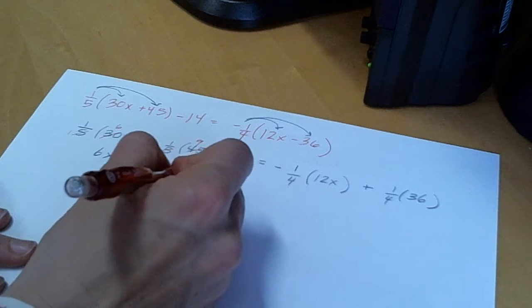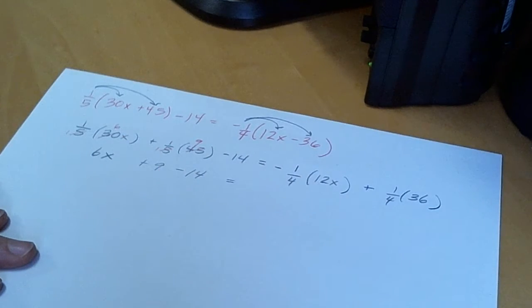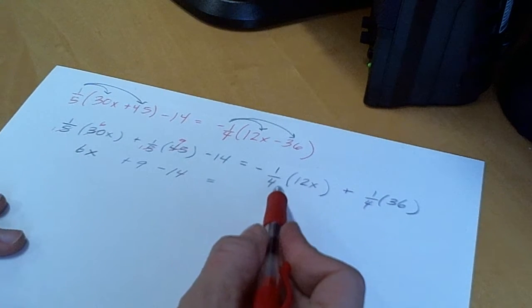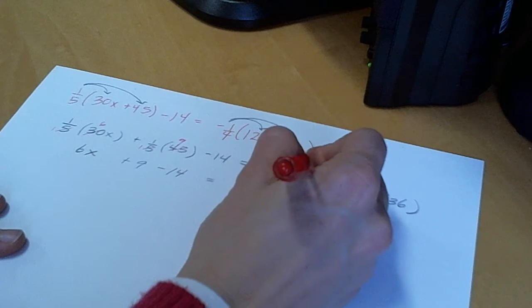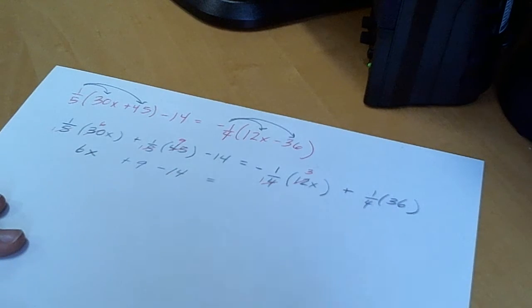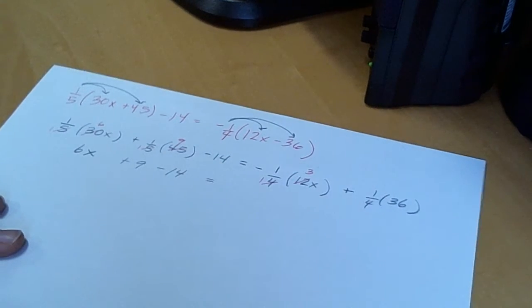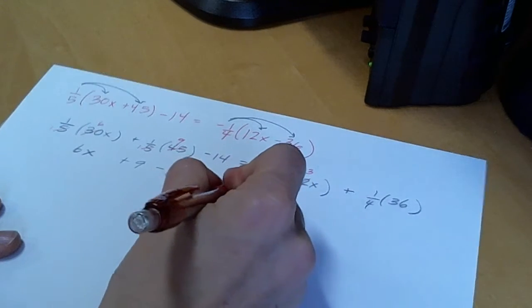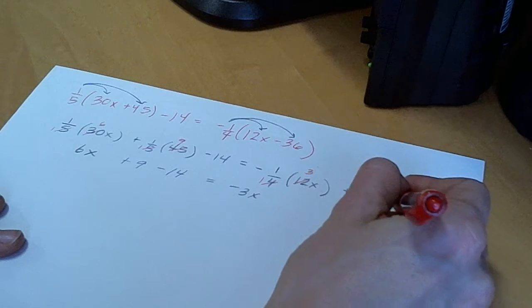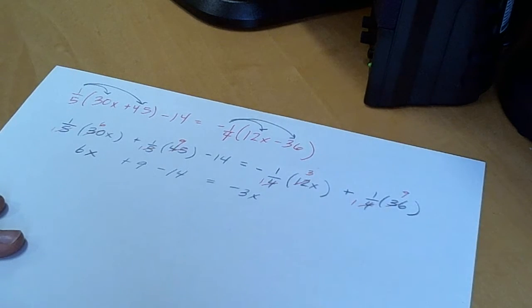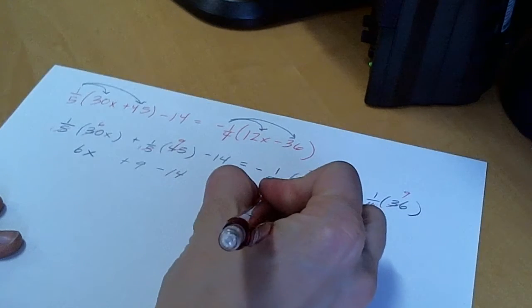The minus 14 just carries down the equal sign, and in a similar way we will reduce each of these as well. So the 4 goes into the 12 3 times, so we have a minus times a 3x, so we get minus 3x. The 4 goes into the 36 9 times, so we'll end up with plus 9.